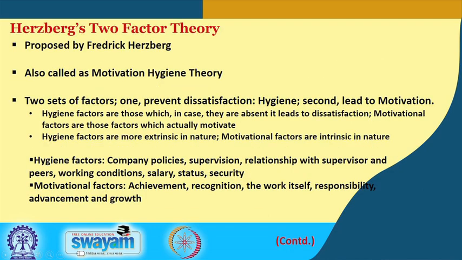Now, the second theory which we shall discuss is the Herzberg 2-factor theory. Herzberg's 2-factor theory was proposed by Frederick Herzberg, and it is also referred to as the motivation hygiene theory. According to Herzberg, there are 2 sets of factors, one which prevent dissatisfaction, the others which lead to motivation. So, he clearly demarcated a difference between something which will prevent dissatisfaction and something which will lead to satisfaction. So, he referred to them as hygiene factors and motivation factors.